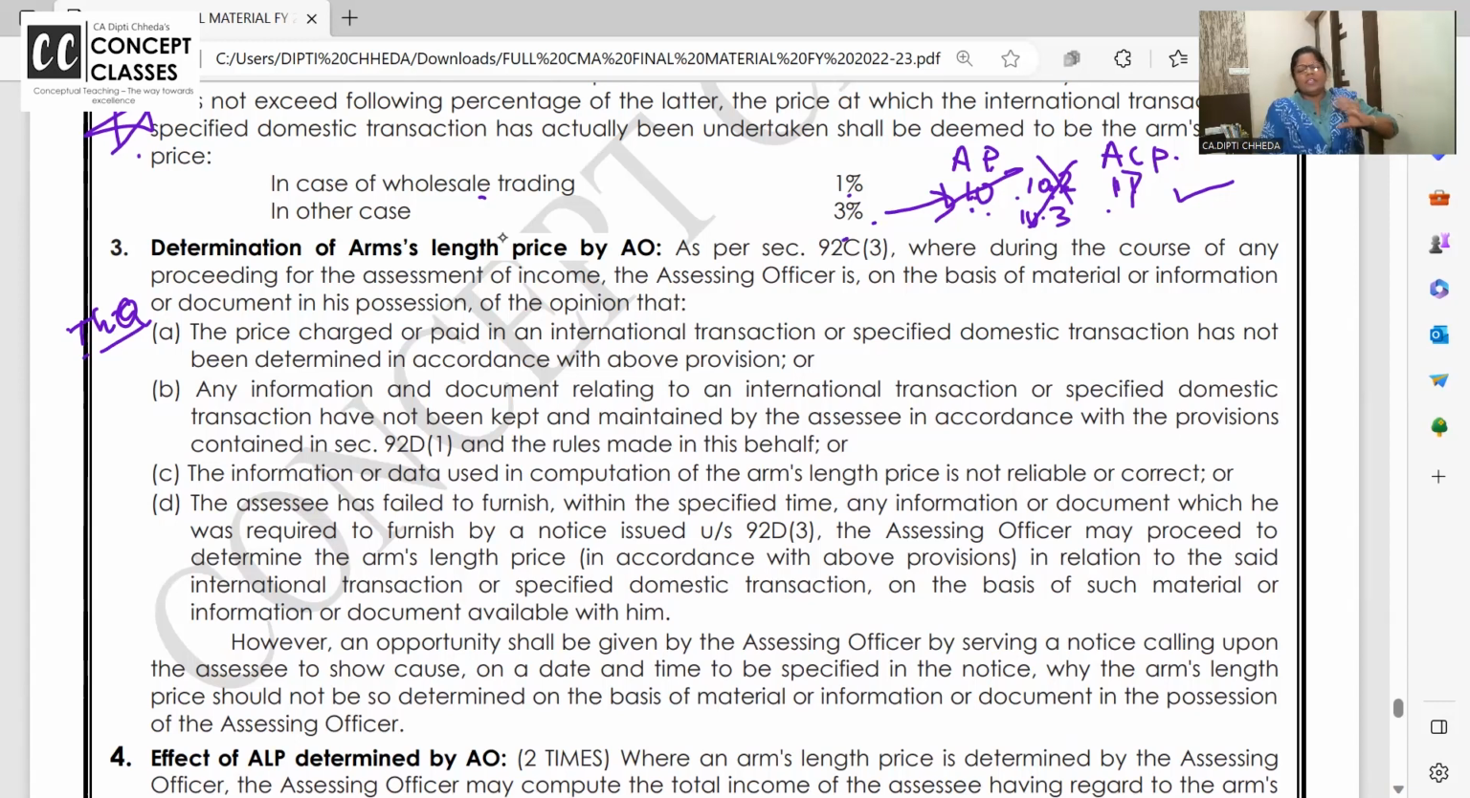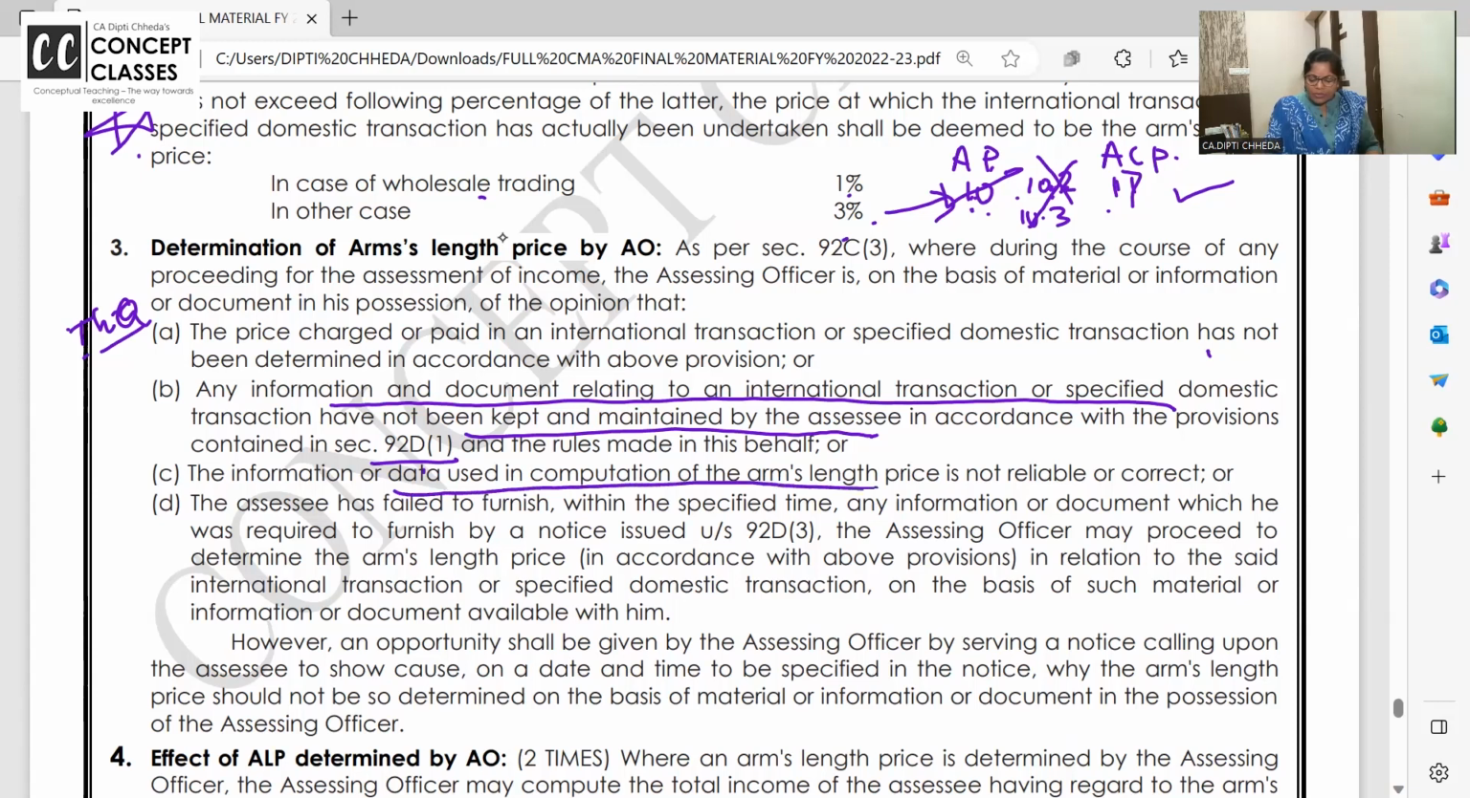So if the AO thinks, no, something is fishy, it's not correct, can they decide the transfer pricing? Yes. What are the cases when AO will decide the transfer pricing? Price charged or paid in international transaction has not been determined correctly, or information or documents relating to transactions have not been kept. 92D, D for documents, you have to keep properly. If not, then AO will decide.